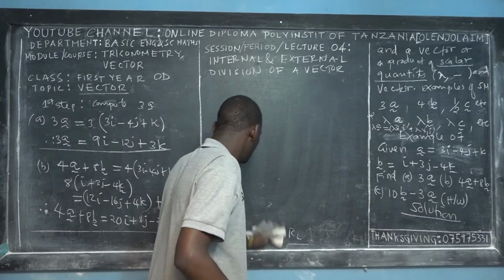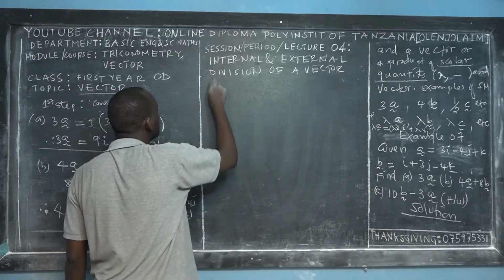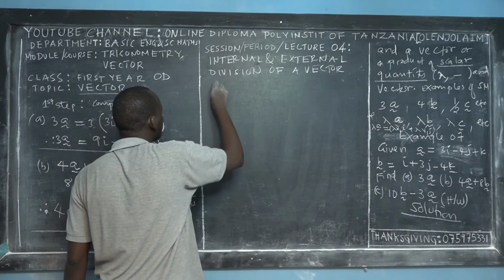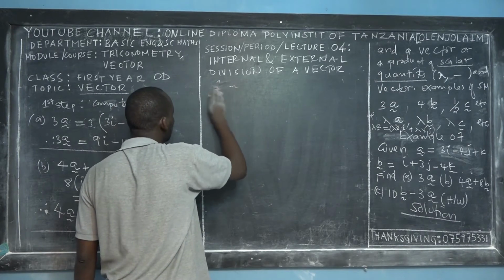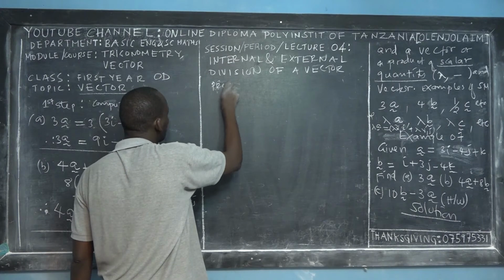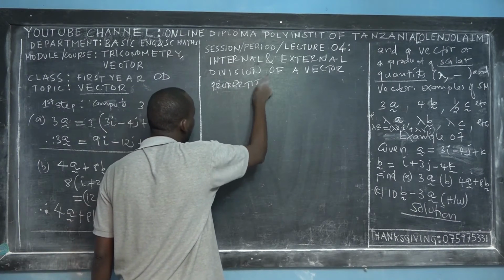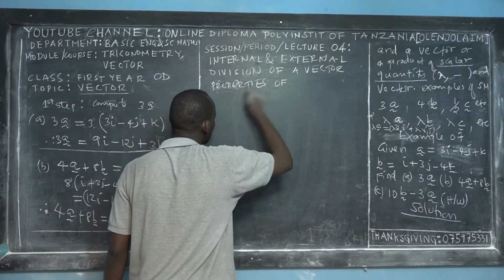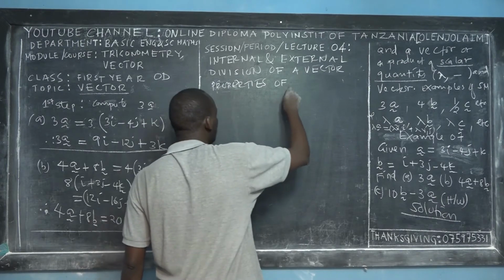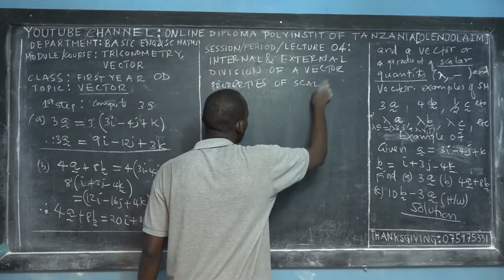There are some rules of scalar multiplication. Let's see the rules or properties of scalar multiplication, because sometimes in some of the problems they test whether you understand the properties of scalar multiplication.